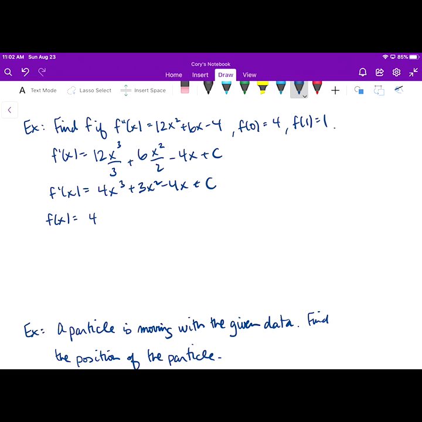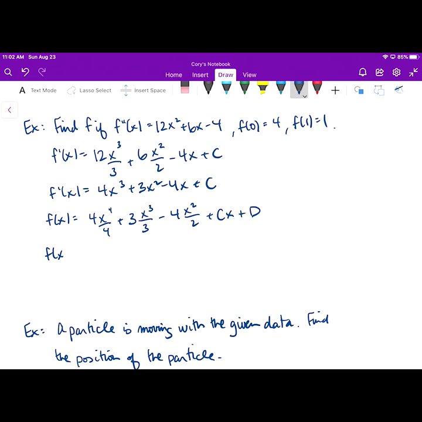Okay, so I would pull 4 out front. Antiderivative of x cubed is x to the 4th power over 4. Plus, I pull 3 out front. Antiderivative of x squared is x cubed over 3. Minus, I pull 4 out front. Antiderivative of x is x squared over 2. Plus, the antiderivative of c is cx. Plus, we add a new constant d to the end.